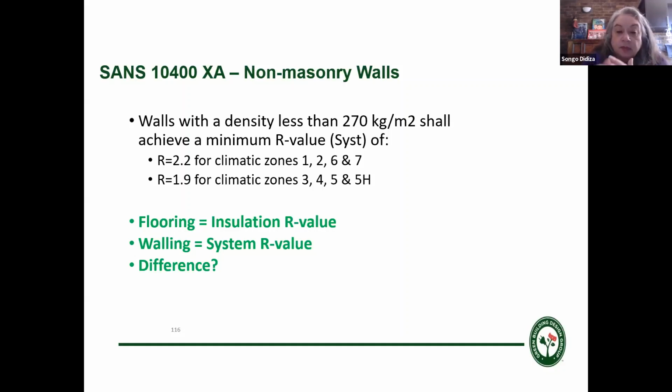And that must come from the designers, and it must be on the plans that the walls comply with this. If it's lightweight, it must comply with this.